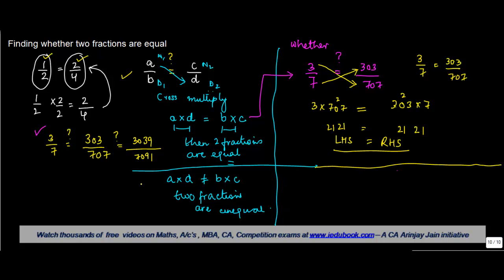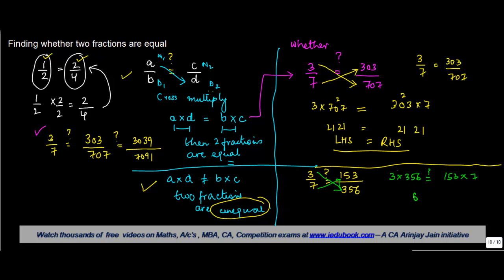Let's see the second case where the two fractions are unequal. Again, let's take something like 3 upon 7 and 153 upon 356. Okay, so this is the question. How do we resolve it? We do a cross multiplication, 3 into 356 and 7 into 153.